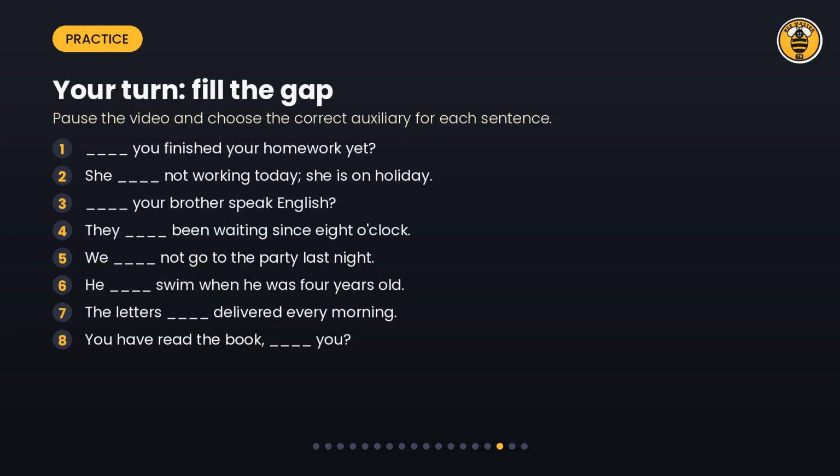Time to practice. Here are 8 sentences, and each one is missing its auxiliary verb. Pause the video now, read each sentence carefully, and decide which auxiliary fits. Think about the tense, think about the subject, and think about the form of the verb that follows the gap. When you are ready, continue the video and we will go through every answer together.